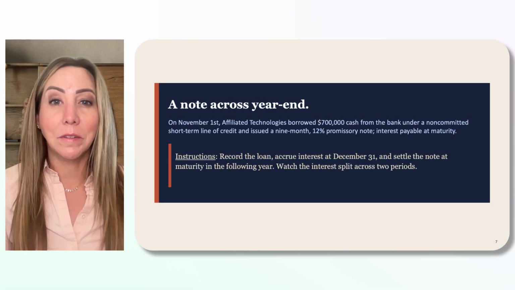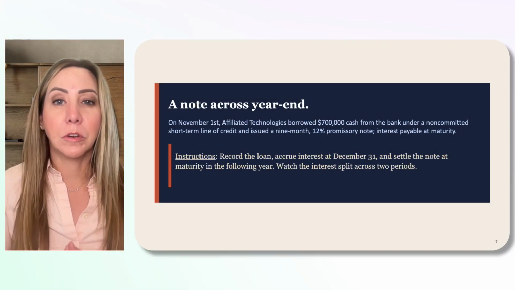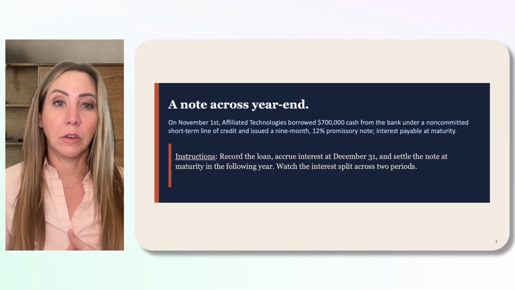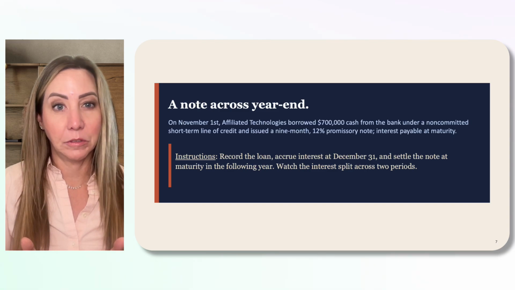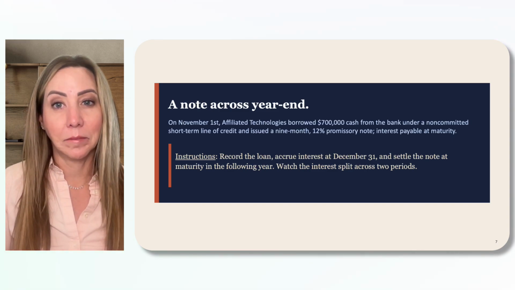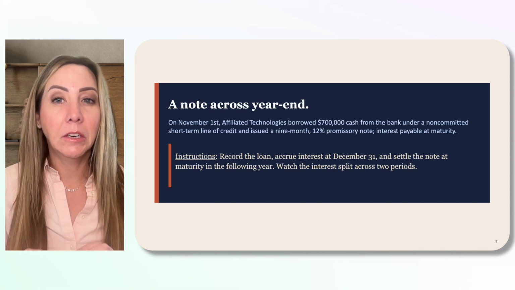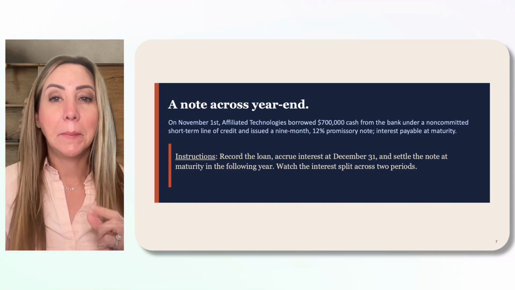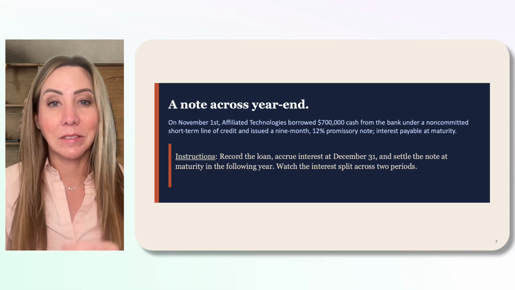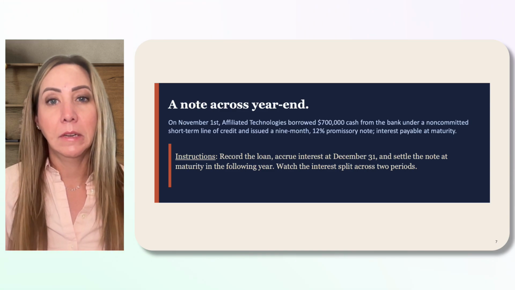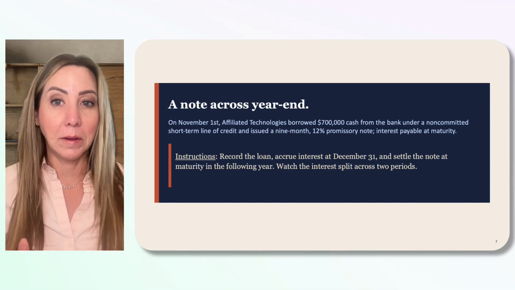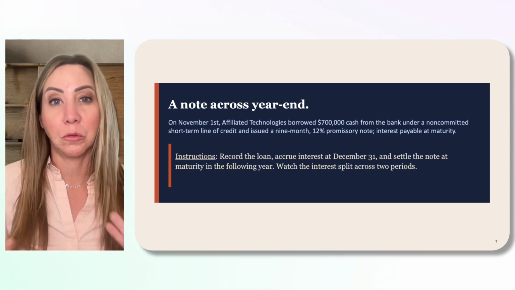Now let's work through one of these together. Imagine on November 1st, a company has borrowed $700,000 from the bank and issued a 9-month, 12% promissory note, interest payable at maturity. Notice the word issued here. Also notice the word promissory, because that's exactly what happened here. We signed a note that says we promise to pay back the principal of $700,000. 12% is an annual interest rate, but also notice that we didn't borrow this note for 12 months.